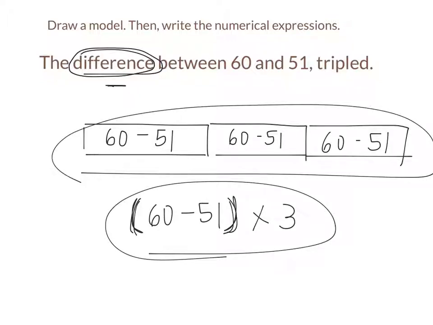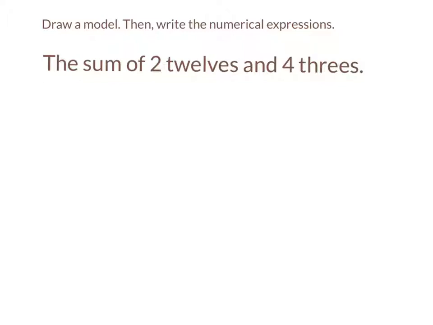If we want to solve it, we could do 60 minus 51, which is 9 times 3, which is? 27. Good. So the answer to this, if I had to solve it, would be 27. Can I write instead 9 times 3 as my number expression? No, because it is not reflecting what it says in the words. Does that make sense? Yes.